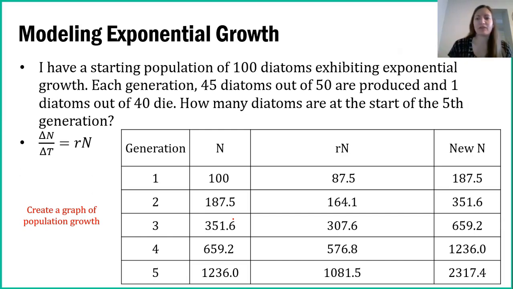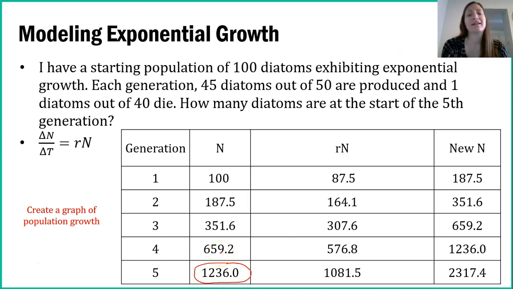Now, that's great that you've made this whole table, but keep in mind, I gave you a question. Be sure you answer that question. So the question is, how many diatoms are at the start of the fifth generation? So if you're taking a quiz or a test and I ask you this, be sure to answer that question. Don't give me this whole table, because this table just tells me, hey, you can plug in the numbers, but can you answer the question? Now, simply, you could just circle it, and that's totally fine. So the question is, how many are at the start of the fifth generation? I have 1,236 individuals at the start of the next generation.